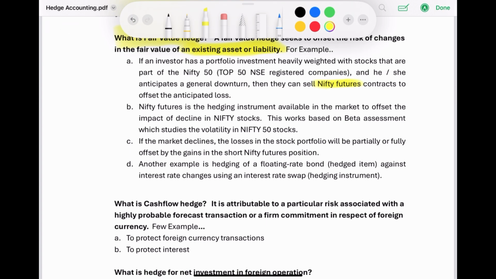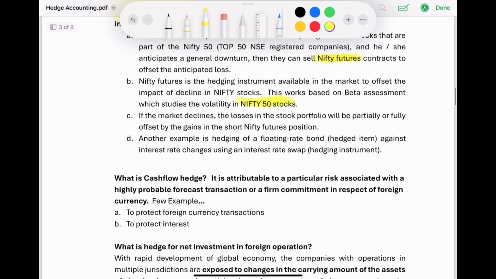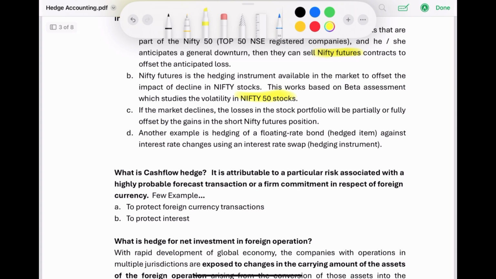Nifty futures is a hedging instrument available in the market to offset the impact of a decline in Nifty stocks. This works based on the beta assessment, which studies the volatility in Nifty 50 stocks. That's one example. In this example, if the market declines, the losses in the stock portfolio will be partially or fully offset by the gains in the short Nifty futures position. So the hedged item and the hedging instrument work like this.